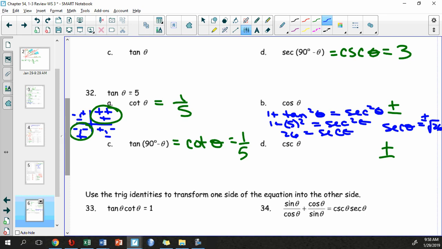But I don't want secant. What do I want? I want the cosine, so therefore the cosine of theta is the reciprocal of that. So that's 1 over plus or minus the square root of 26, which is plus or minus the square root of 26 over 26. Do you understand that, yes or no? Yes? Same exact concept for cosecant, but what trigonometry would you use on that one?